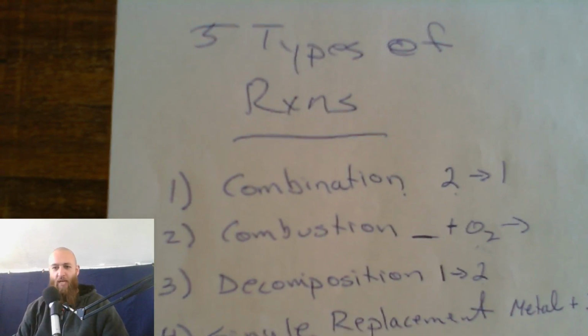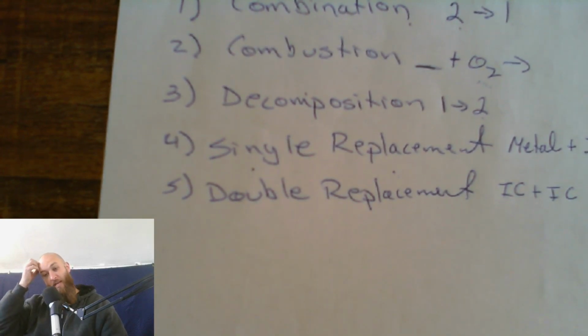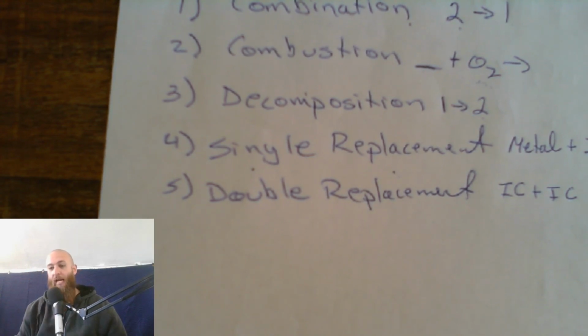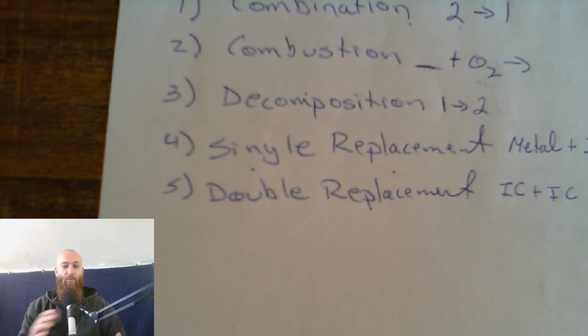Anyway, 5 types: combo, combustion, decomp, single, and double. Those are the 5. Now, we're going to go through each of these 5 with a couple of more details. And as these questions progress in difficulty, I'm going to start taking away information. So you're going to have less info, but you're going to know more about each type. So you'll be able to still do the same work with less information. When I say less info, I mean I'm going to be taking some of the products away.